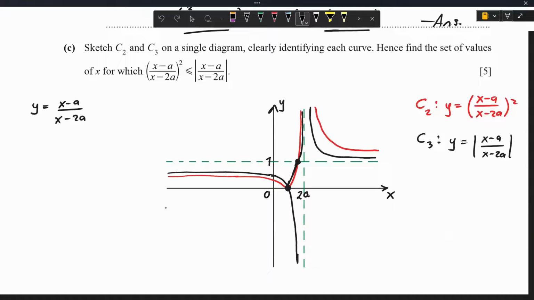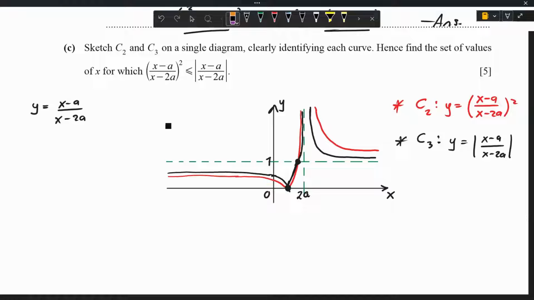C2 is the graph in red. C3 is the graph in black. And the part that is below the x-axis is no longer needed. So this is what we will be having here.